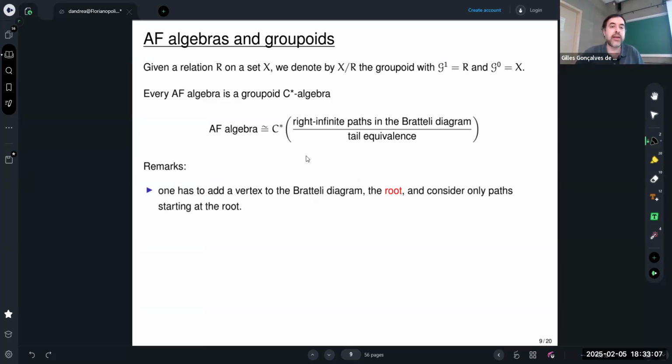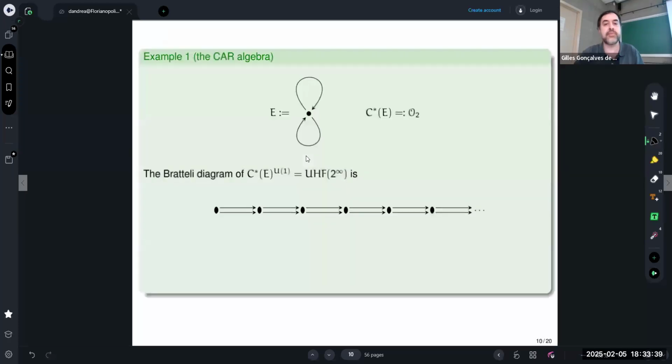In the following picture, I will add one vertex to the Bratteli diagram that is the root of the diagram, if you think of it as a rooted tree. And the point is that here, a right infinite path is not like when you associate a groupoid to a graph C*-algebra. In that case, the path can start from any vertex. Here, you consider only paths that start from the root, but you can pass from one to the other. I don't want to say too many things on this, and I will even skip this.